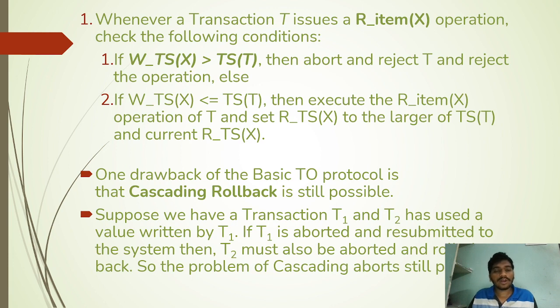One drawback of the basic timestamp ordering protocol is that cascading rollback is still possible. Suppose we have transactions T1 and T2, where T2 uses a value written by T1. If T1 is aborted and resubmitted to the system, then T2 must also be aborted and rolled back. So the problem of cascading abort still prevails.